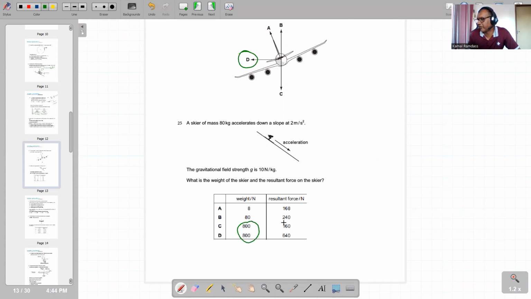Weight is equal to m times g. And resultant force: the acceleration is 2 meters per second squared. Resultant force equals m times a, 2 times 80, 160 Newton. Good, the answer is C.